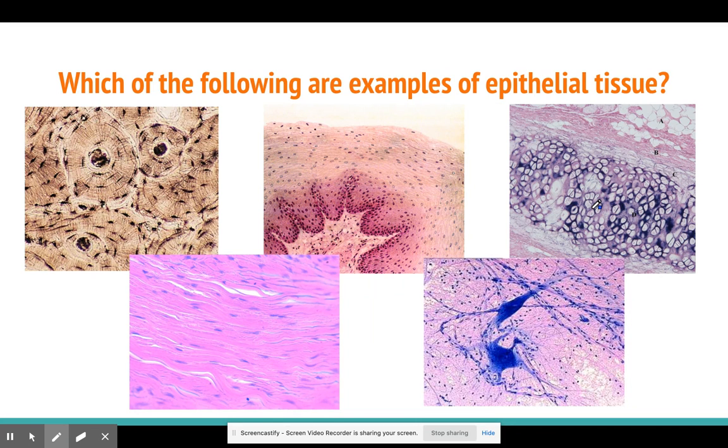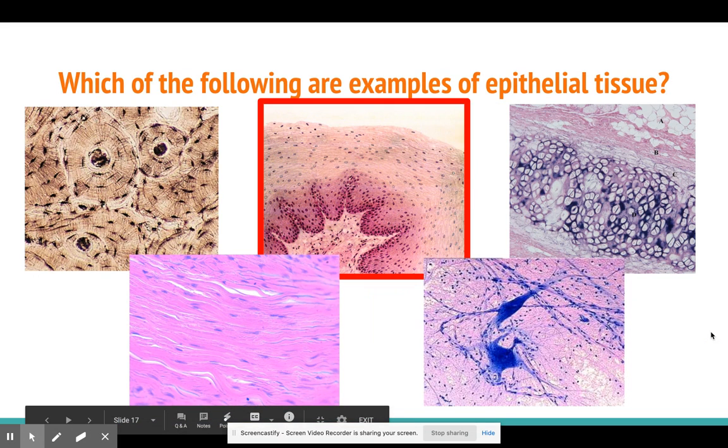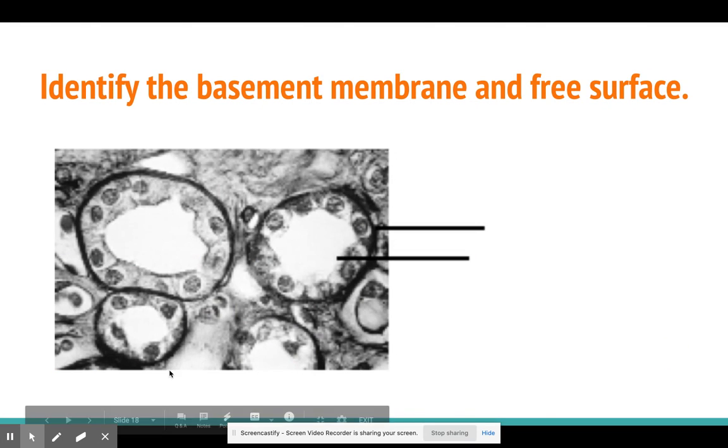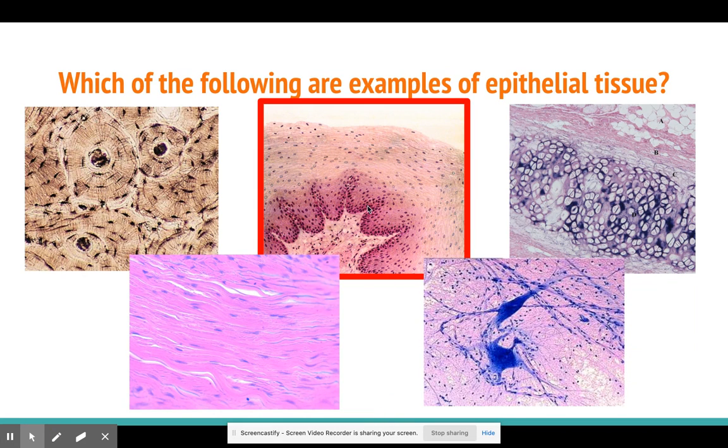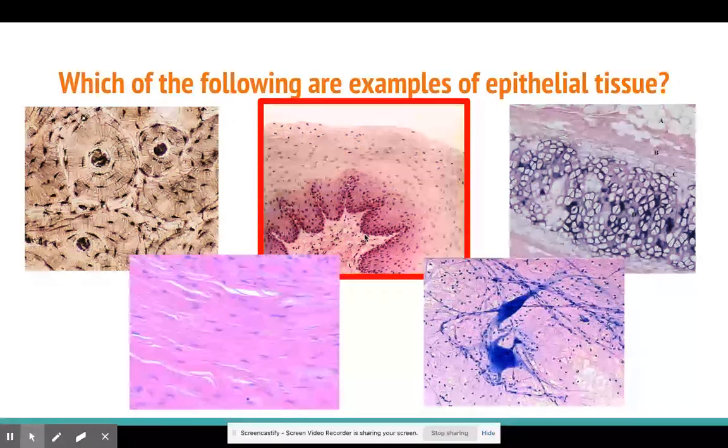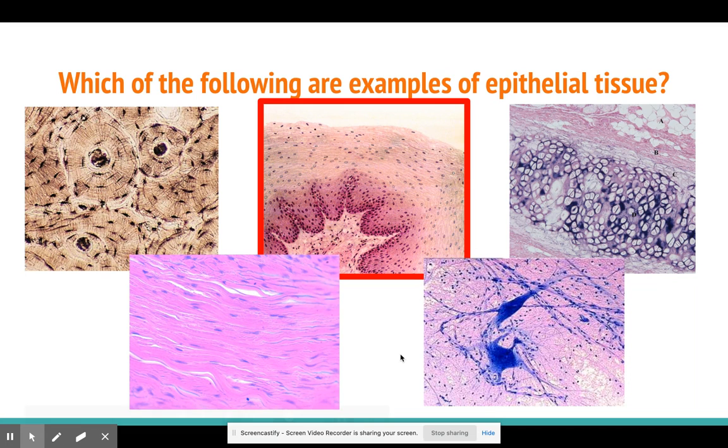And then this picture here, you can see all the nuclei here. But then what do you also see? Up here, different types of tissue and blood vessels. So take a guess. That is the epithelial tissue. Now, why? Cells are packed tightly together. You see there's two surfaces. There's an outside surface and there's an inside surface. Again, the surface is called the free surface and the basement membrane layer.